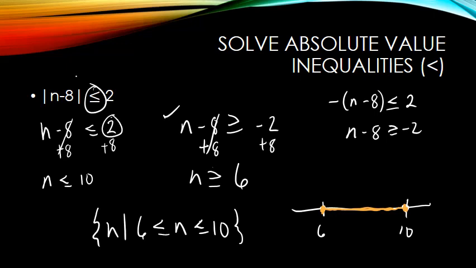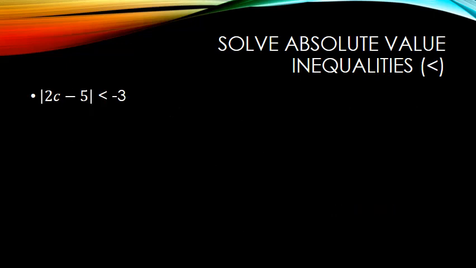Now, let's look at one more before we leave here. This will be brief. Here we've got the absolute value of 2c minus 5 is less than negative 3. Well, the absolute value of anything cannot be negative. Whatever comes out from underneath these absolute value symbols cannot be a negative number, and therefore in this case this is just an empty set. There is no solution.